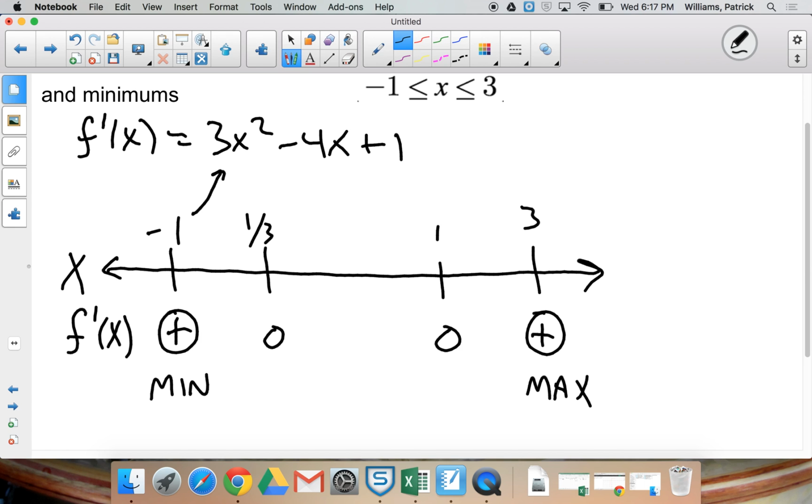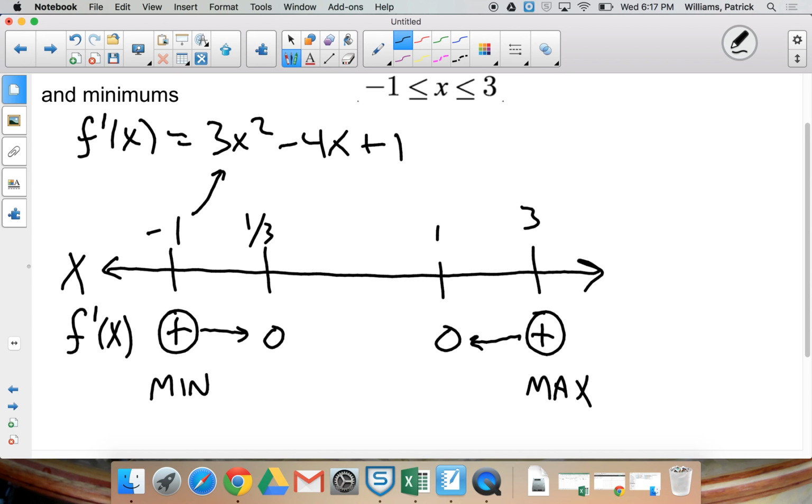Now, since we know that the derivative hits 0 at 1/3 and 1, we know that it's going to be positive all the way from -1 to 1/3, because if it was going to switch to negative, there would have to be a place where it crossed 0 or at least was undefined. All right. Likewise, we know the derivative is also going to be positive between 1 and 3.